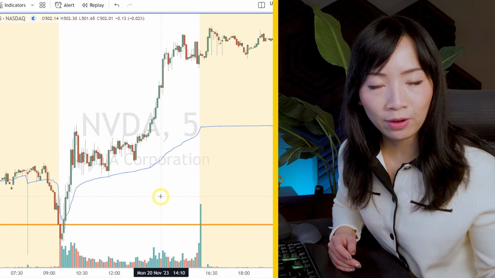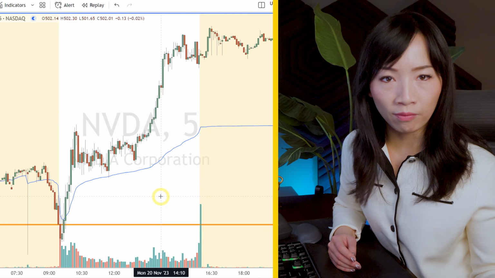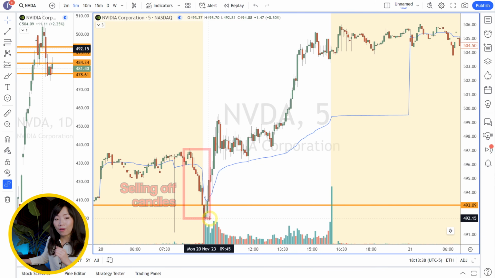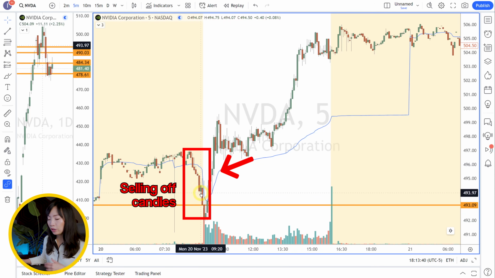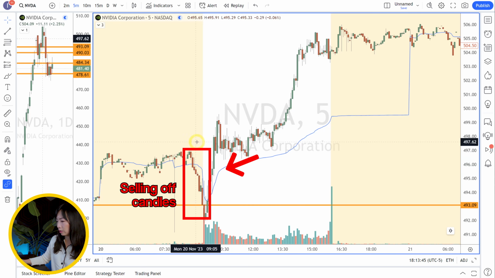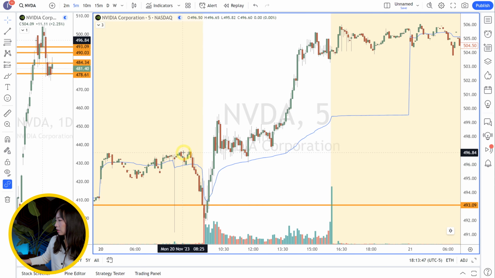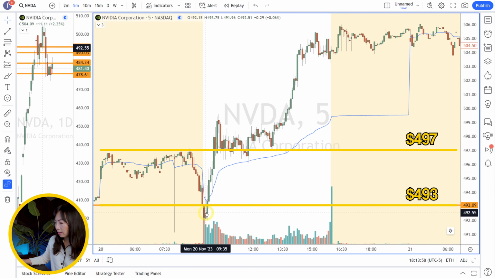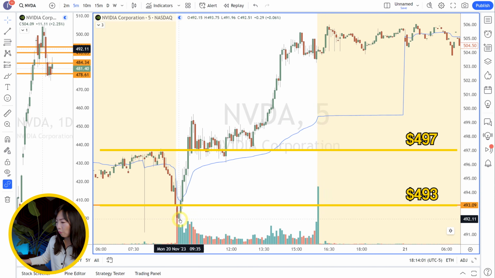There are a couple of different ways to identify potential reversal. A very simple one is you are waiting for the first green 5-minute candle to form after multiple red selling off candles. So in this example, I also took this trade on this day. You can see the stock sold off from 497 previous pre-market highs area to that daily support at 493. So you can see consecutive red candles selling into the open, and once that first green candle forms, that's when you actually have the bounce.